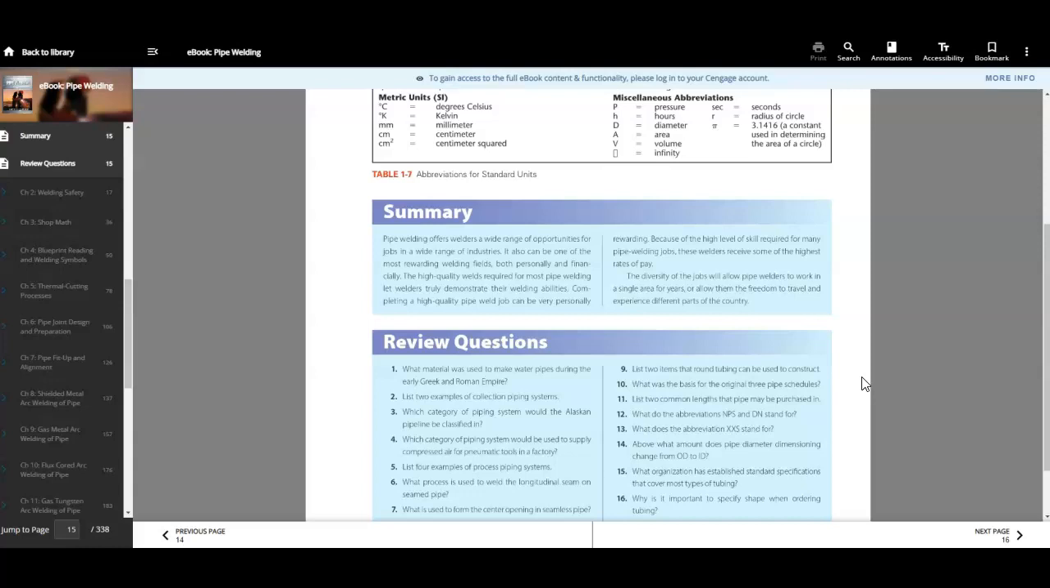Because of the high level of skill required for many pipe welding jobs, these welders receive some of the highest rates of pay. The diversity of the job will allow pipe welders to work in a single area for years or allow them the freedom to travel and experience different parts of the country.